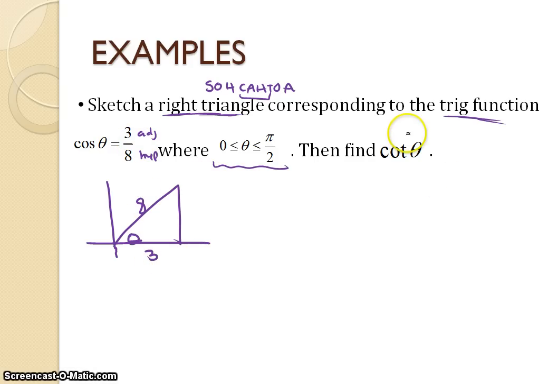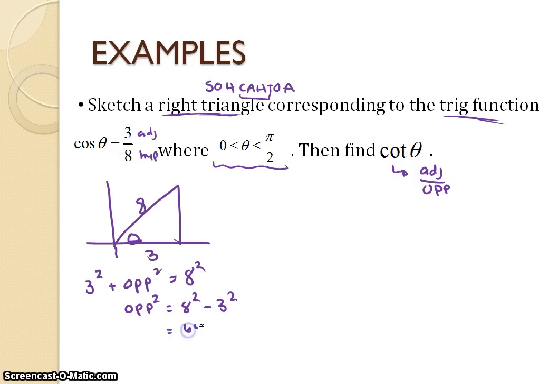And we're going to find cotangent. So cotangent is the reciprocal of tangent. Tangent is opposite over adjacent. So cotangent is adjacent over opposite. So in order to find cotangent of this angle theta, I have the adjacent, I need the opposite. So I'm going to use Pythagorean theorem. So I know that a squared plus the opposite squared, my b squared, equals c squared, my hypotenuse, 8 squared. So opposite squared is 8 squared minus 3 squared, or 64 minus 9, which is 55. So opposite is square root of 55.